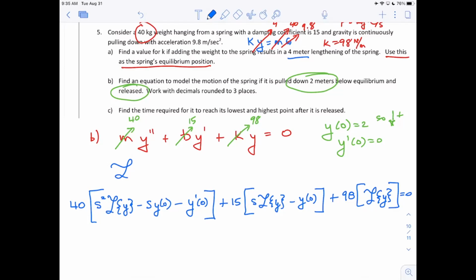So now I just try to collect all that junk together and not make a dumb mistake. So I'm going to be really careful here. Y of 0 for me is 2. Y prime of 0 is 0. That's really nice. So I'm going to start by collecting all of my Laplace transform of y's together. And I see right here, I have 40s squared of them, and here I have 15s of them. And here I have 98 of them. And I'm of course gratified to see that that is the exact match from what I started with. That's kind of like the auxiliary equation.